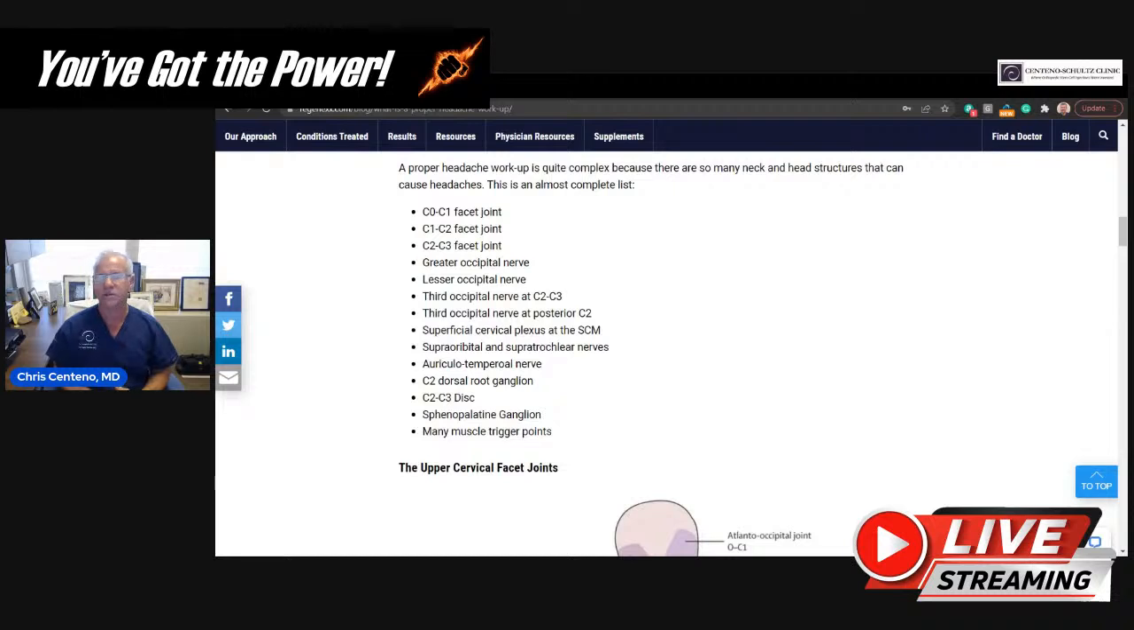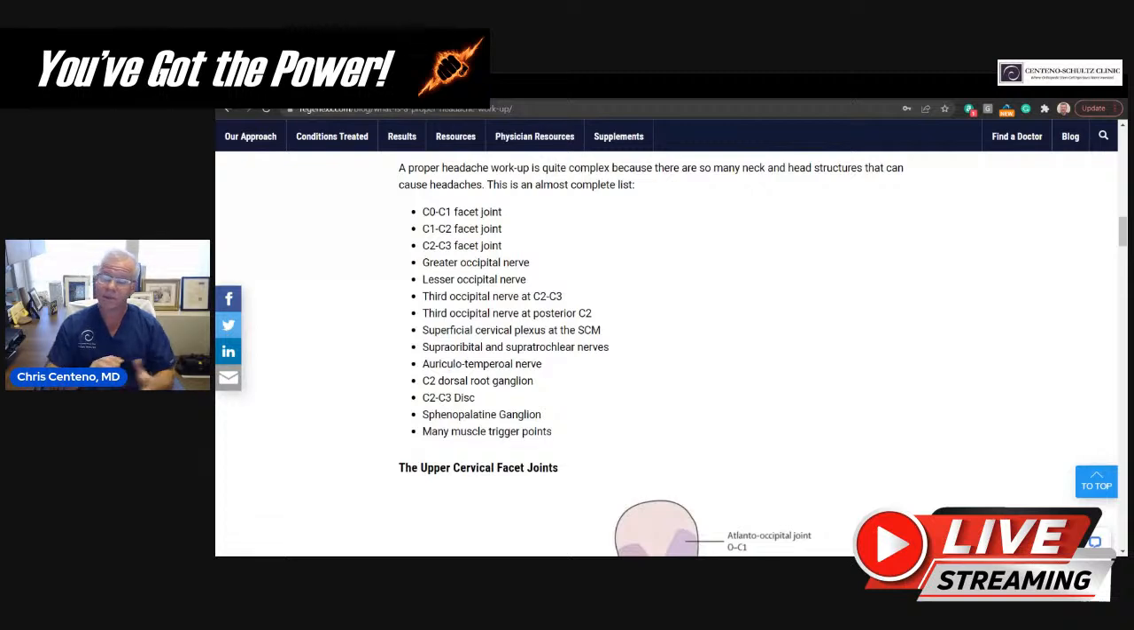As you can see, if we had to go through this list and block all of these different structures to try to find the one that's causing headache, it's going to be a very expensive, time-consuming process. So it's usually better to treat the CCI first and see if the headache goes away. If the headache doesn't go away, then we can jump into the concept of, let's do a diagnostic block study to see where we need to focus.